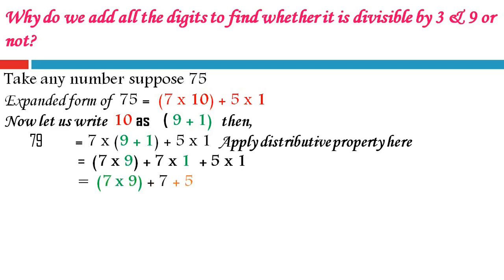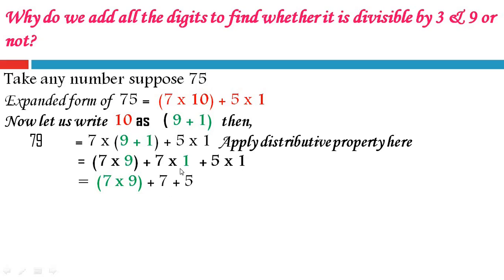Except the first one, 7 into 9, we have 7 into 1, it is 7, and 5 into 1 is 5. Now have a careful look. Suppose these numbers are to be divided by 3. Here you can easily make out that 7 into 9 will be perfectly divisible by 3. It will be perfectly divisible by 9 also, as 9 is a multiple of 3 and 9 is a multiple of 9 also. What are we left with?